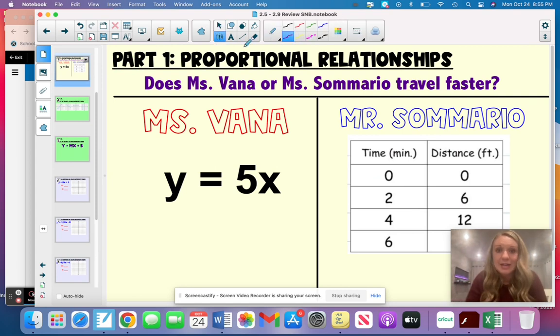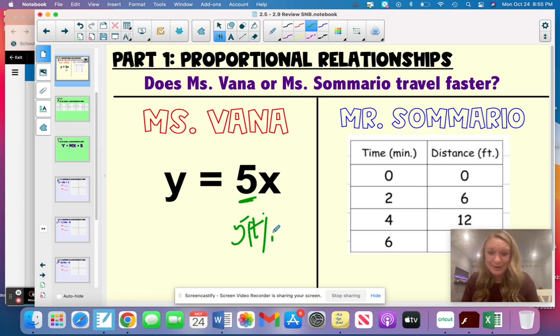All right. So now the first thing that you'll be asked to do on your assessment is comparing different types of proportional relationships. So for example, this first one asks if Miss Vanna or Mr. Samario travels faster. So obviously for Miss Vanna, we know that her number is 5. So she can travel 5 feet, 5 feet per minute.